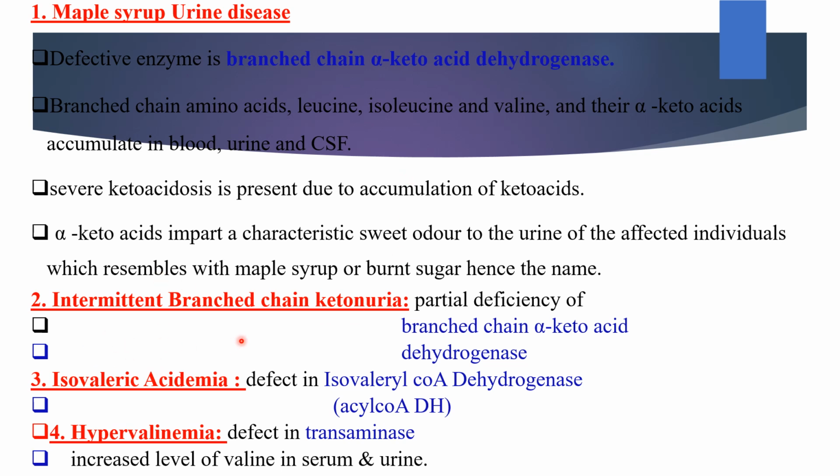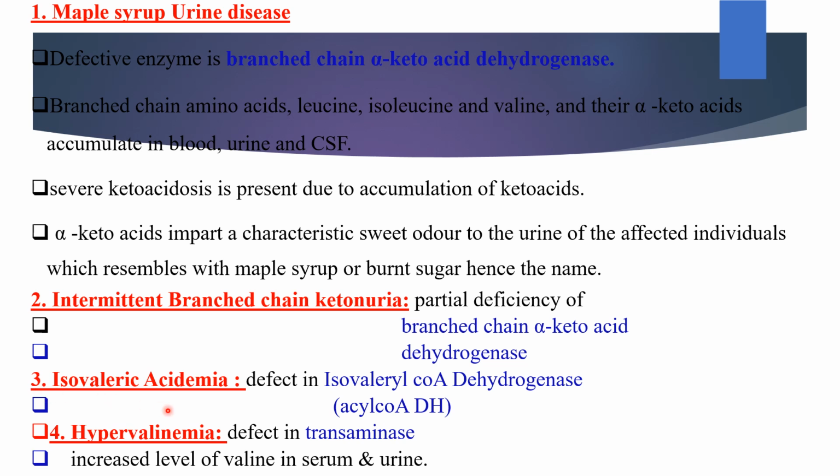Then second is intermittent branched chain ketonuria. That is due to the partial deficiency of branched chain alpha keto acid dehydrogenase enzyme, leading to the accumulation of a lot of the corresponding alpha keto acids of all these three amino acids. So that's how there is a ketonuria.